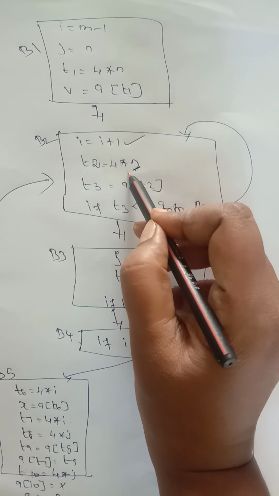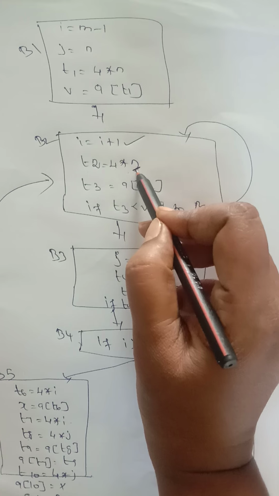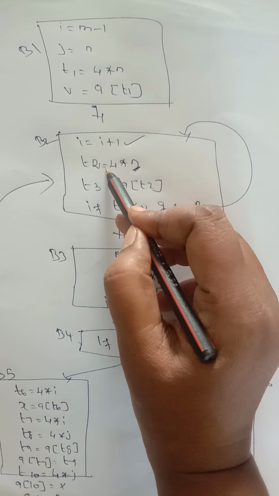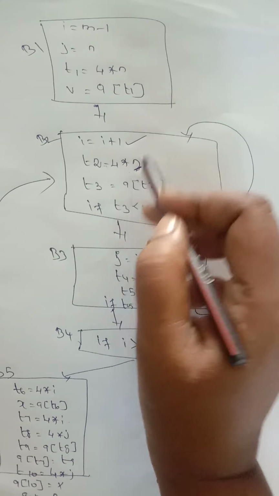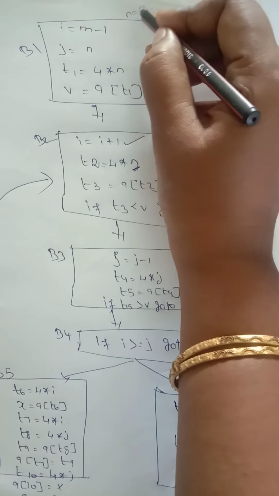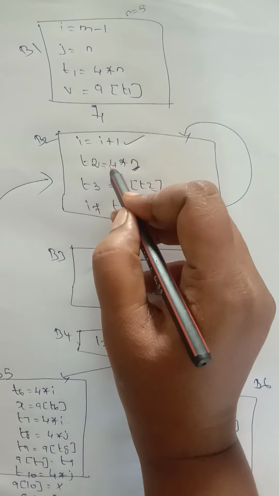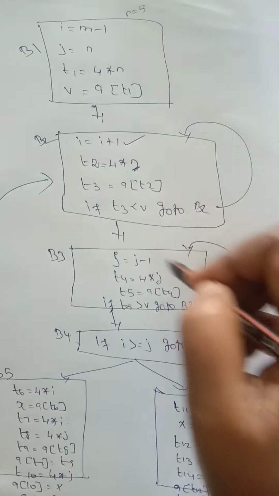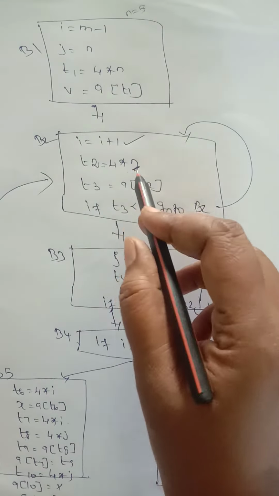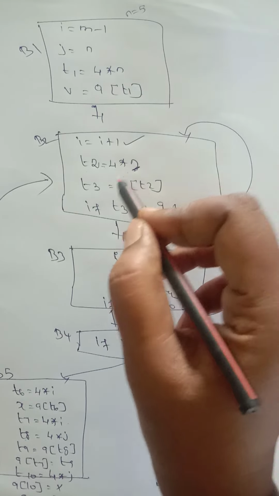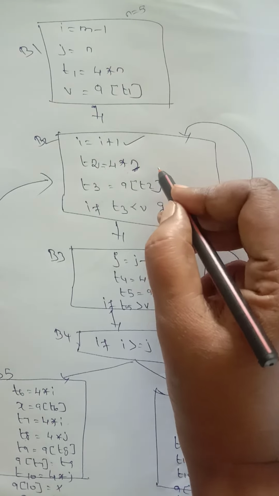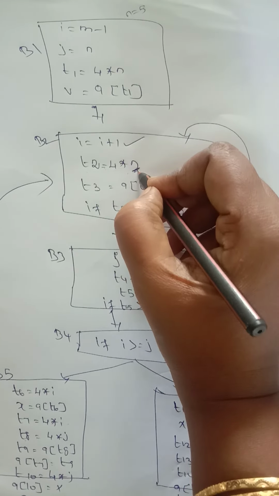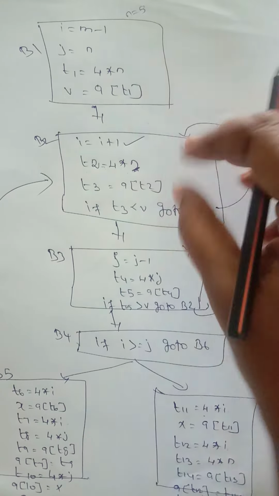Since n is not incremented, the t2 value always remains the same. For example, if you define n equal to 5, what's the t2 value? 4 into 5 equal to 20. Assume the loop executes 10 times, then all 10 times the t2 value will remain the same, that is 20. So the code has no effect inside the loop, and we have to move that code outside of that loop.